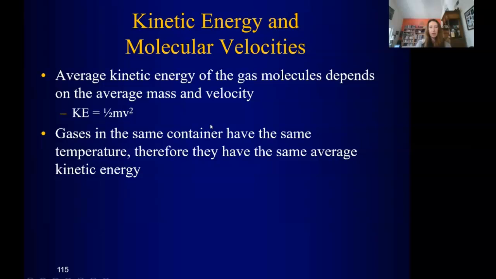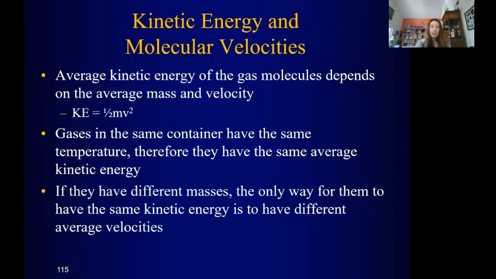So gases in the same container, we talked about, have the same temperature, right? If they're in the same container, they have to have the same temperature. Therefore, they have the same kinetic energy. So they have the same amount of energy, but it doesn't mean they're traveling at the same speed. Because if you have a heavy gas and a light gas, the only way that they can have the same energy is for them to have different average velocities, right?